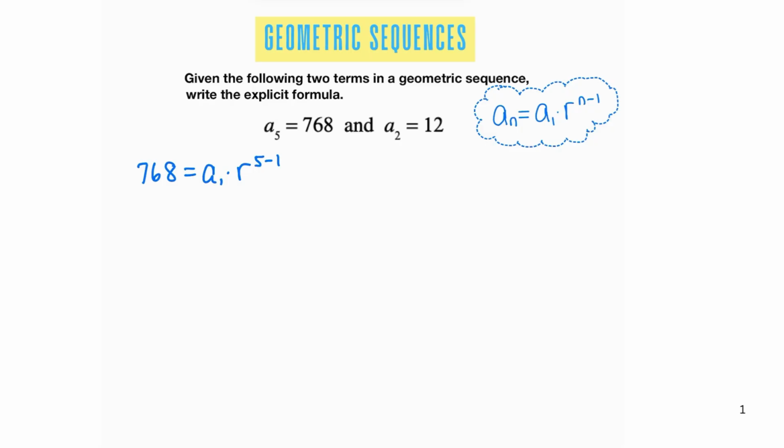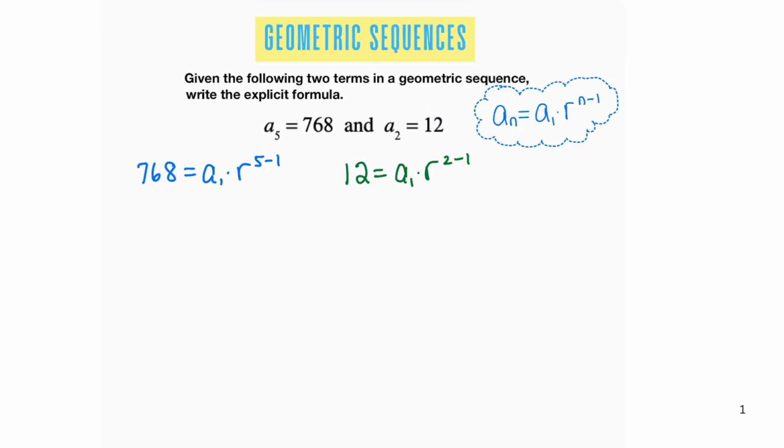However, in this equation, I have two different variables, and you know that you can't solve an equation with two different variables unless you have a second equation. So we're going to go ahead and build a second equation with the second piece of information that we are given. So we know that the second term is 12. So we're going to write that out as 12 equals a sub 1 times the common ratio raised to the 2 minus 1 power. Right? Again, substituting in that when the n is 2, then a sub n is 12.